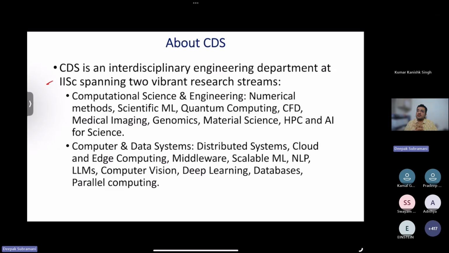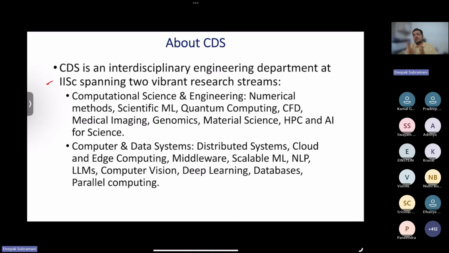The computational science and engineering stream, we accept students from all backgrounds, and we do wide-ranging work, starting from numerical methods, scientific machine learning, material science, HPC. The computer and data systems, as I said, works on distributed systems, cloud and edge computing. That's basically machine learning systems, scalable machine learning systems, middleware, and then natural language processing, LLMs, computer vision, deep learning, databases, and parallel computing. Right. So that is about the department.